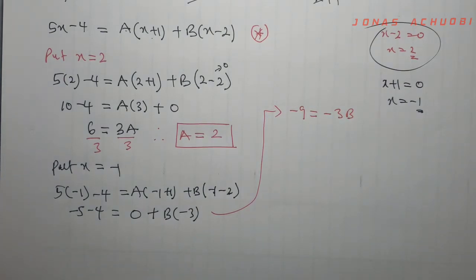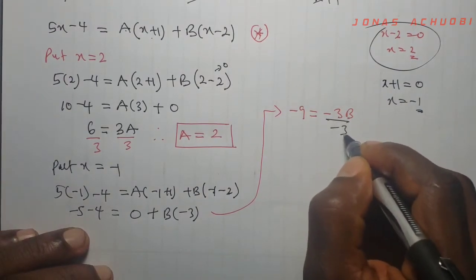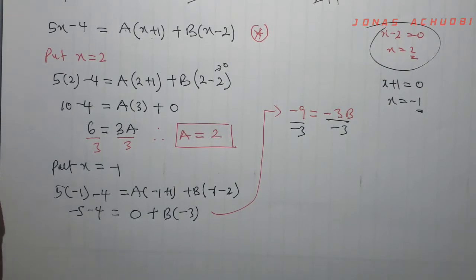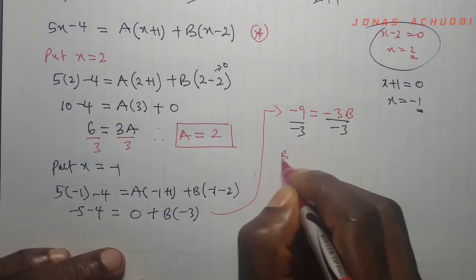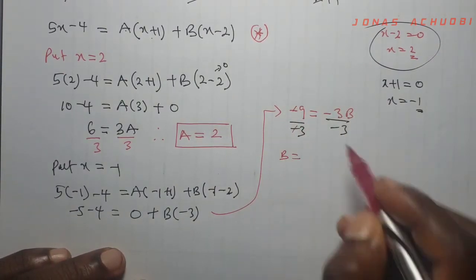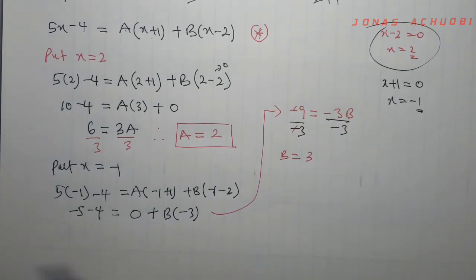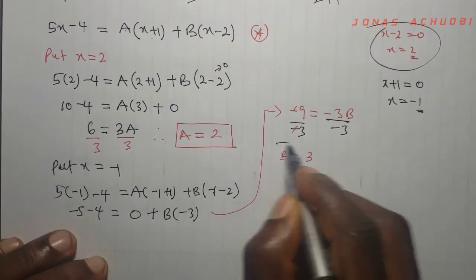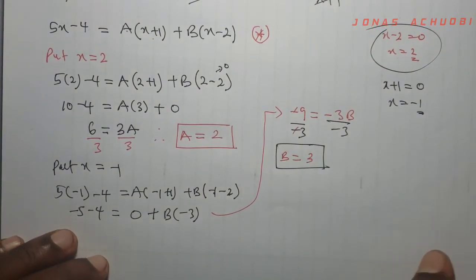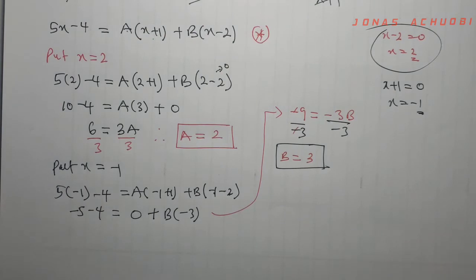To find the value of B now, we can divide both sides by negative 3. So that B is equal to, cancel the negatives, 9 divided by 3 is simply 3. So I have my value of A as 2 and B equal to 3. We'll now go back to our fractions that we had earlier, split.